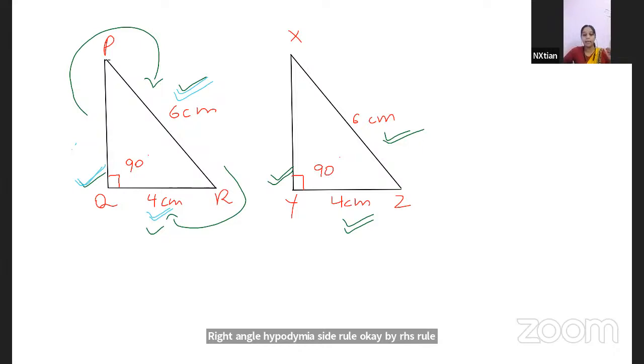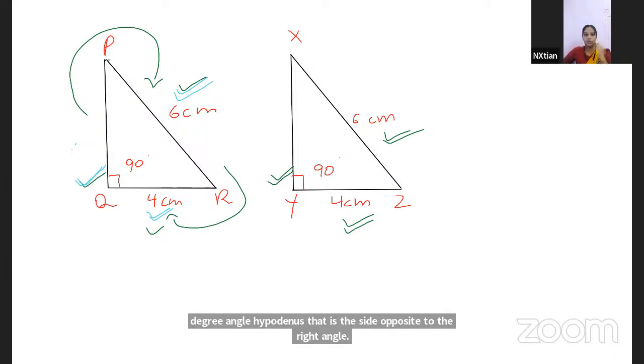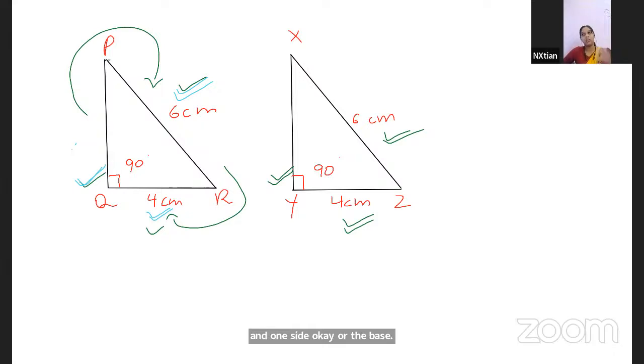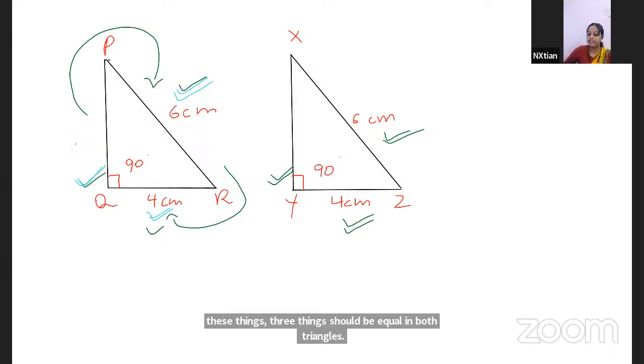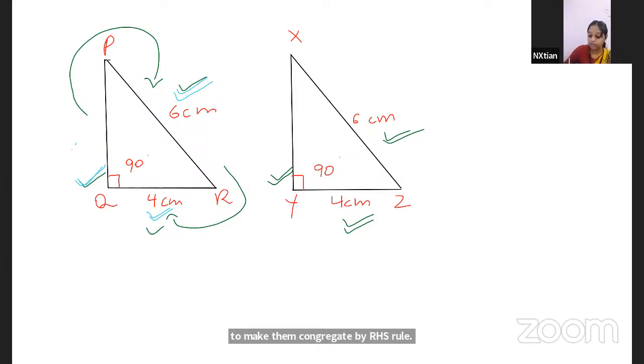So this is what we see. Three things: the 90-degree angle, the hypotenuse, that is the side opposite to the right angle, and one side, or the base. So all these three things should be equal in both triangles to make them congruent by the RHS rule. Let's write this down. You can draw the figures.